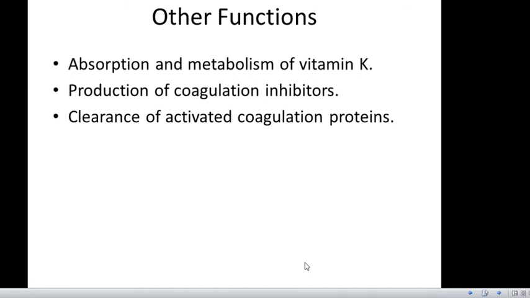The liver has some other functions also in blood coagulation. These include absorption and metabolism of vitamin K, production of coagulation inhibitors, and clearance of activated coagulation proteins.